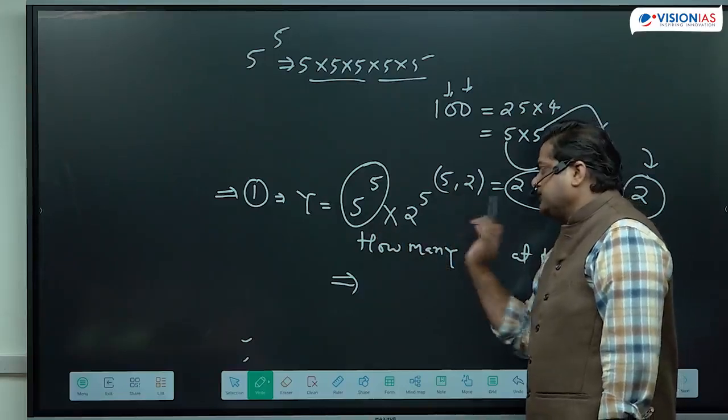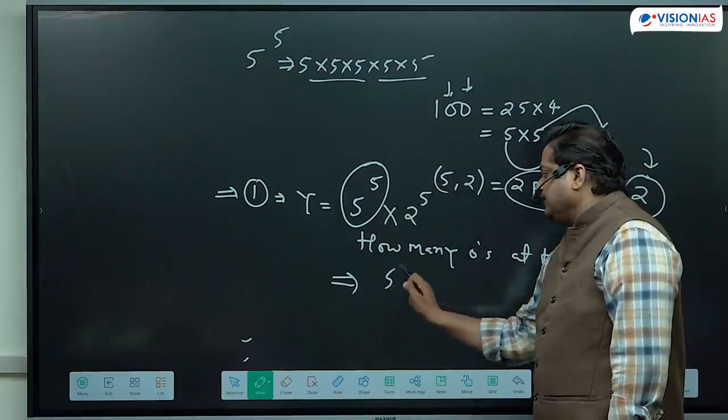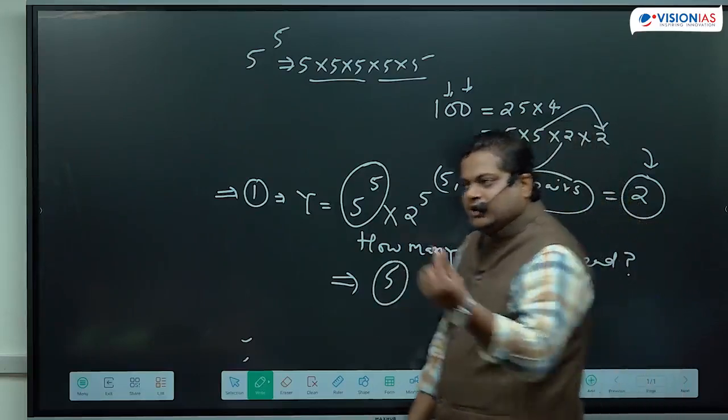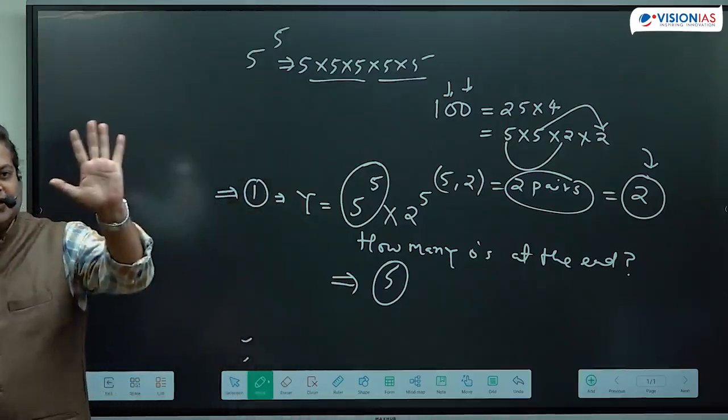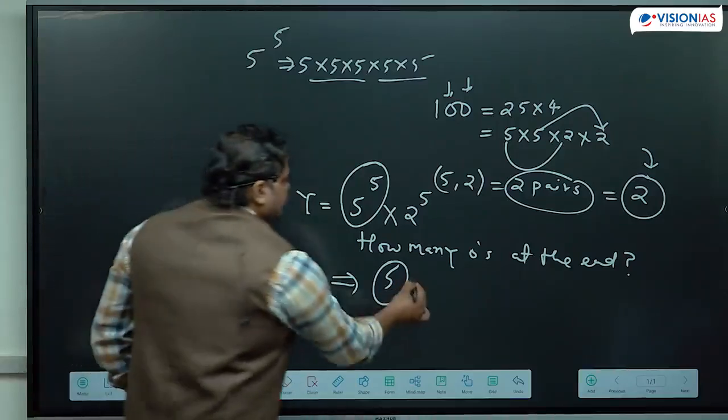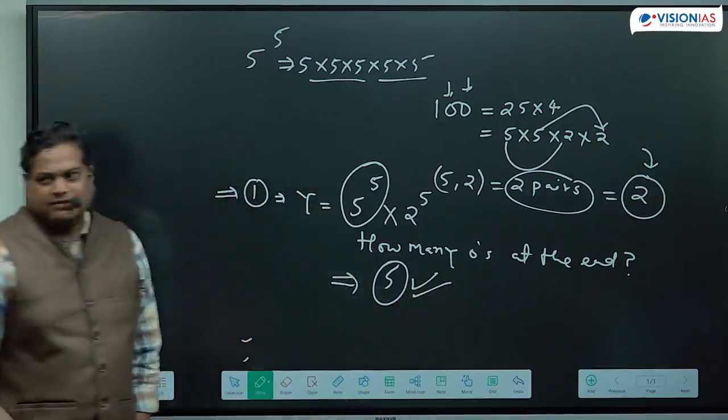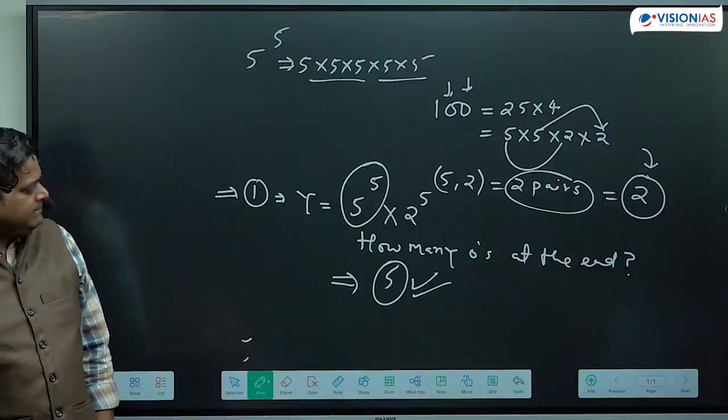So how many pairs of 5 and 2 we can make? 5 pairs. और एक 5 and 2 के पेयर से we are getting 1 0. That means 5 zeros we can get at the end. 5 will be our answer. 5 हो जाएगा आंसर.